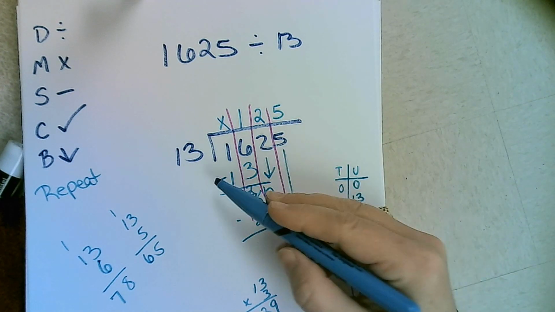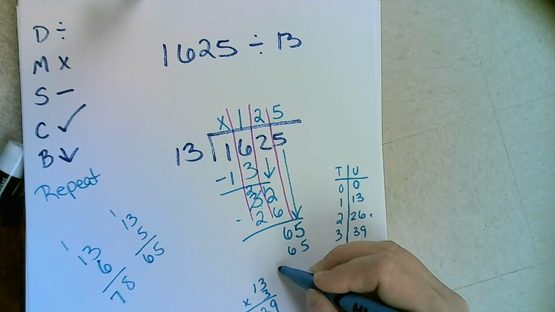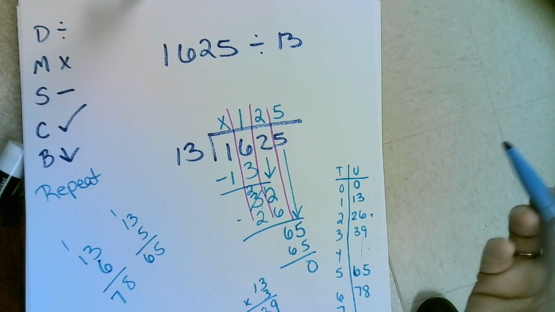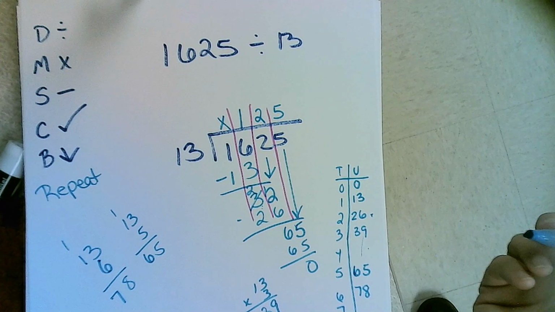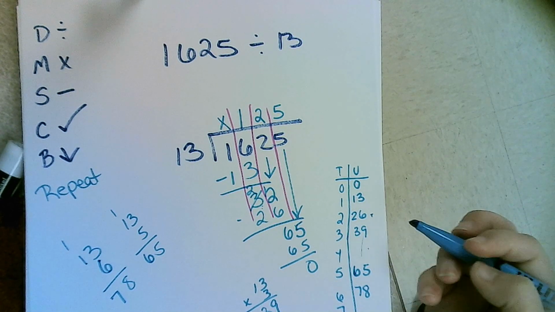So I divide to get 5. I multiply, I get 65. And subtract to get 0. I check, that is less than 13. Nothing left to bring down. My answer is 125.